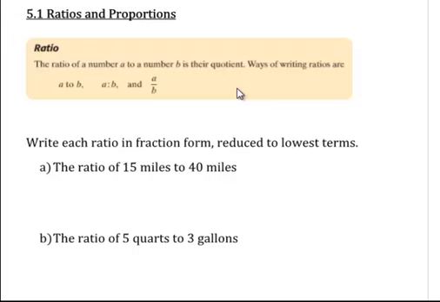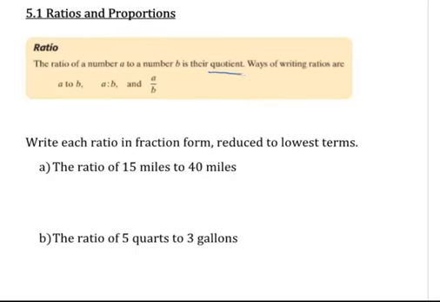All right, in section 5.1, this is called ratios and proportions. And so here it says a ratio, the ratio of a number A to a number B is their quotient. Quotient just means that we have a fraction, okay? And it says ways of writing ratios are A to B, A with a colon B, and then here we see our fraction. So for the first examples here, it says write each ratio in fraction form and reduce to lowest terms.